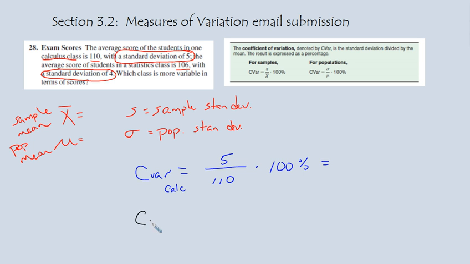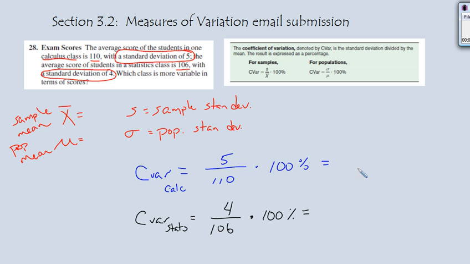The coefficient of variation of the stats class is equal to 4 divided by 106 times 100 to be able to convert that decimal to a percent. So we can compare the percents. Alright, I'm going to hit pause real quickly and grab my calculator to find those values.